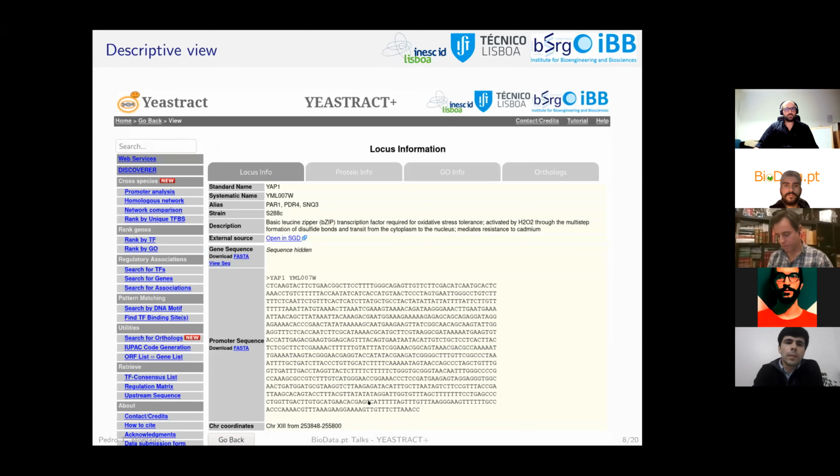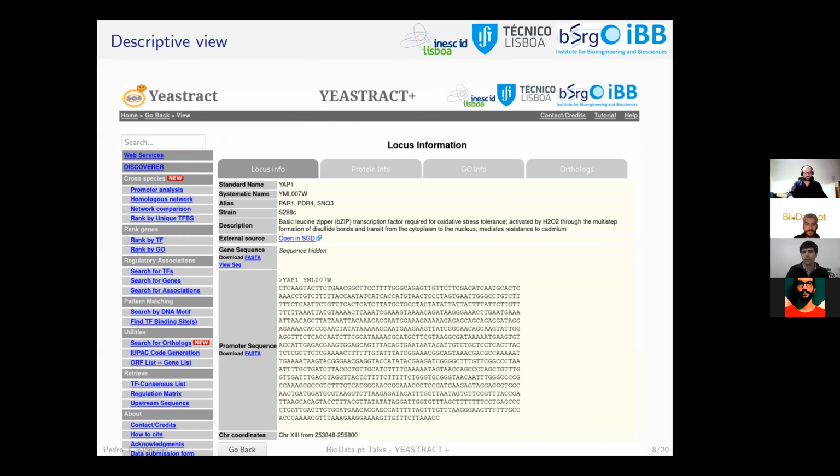So regarding this descriptive view, if we go to YEASTRACT, we can search for a given gene name or ORF name or some keyword that is present in the description of a gene. And this is what we see. So we get the locus info where we have ORF name, gene name, the aliases, what is the strain, the description, the genomic sequence, promoter sequence, and the coordinates in the chromosome.